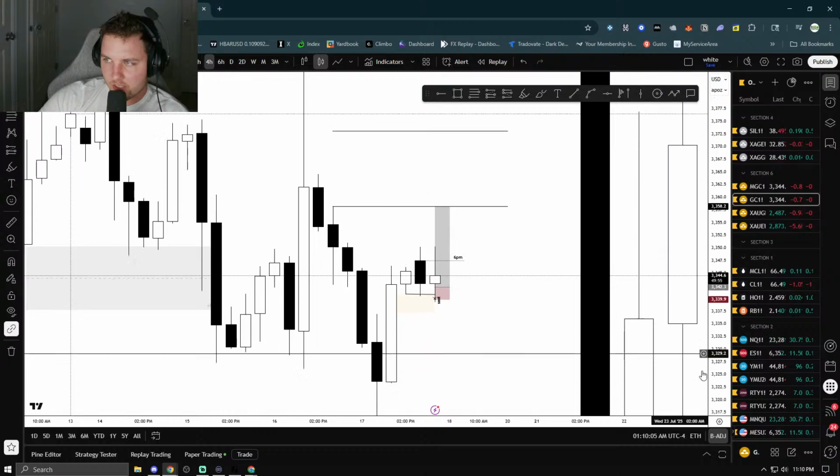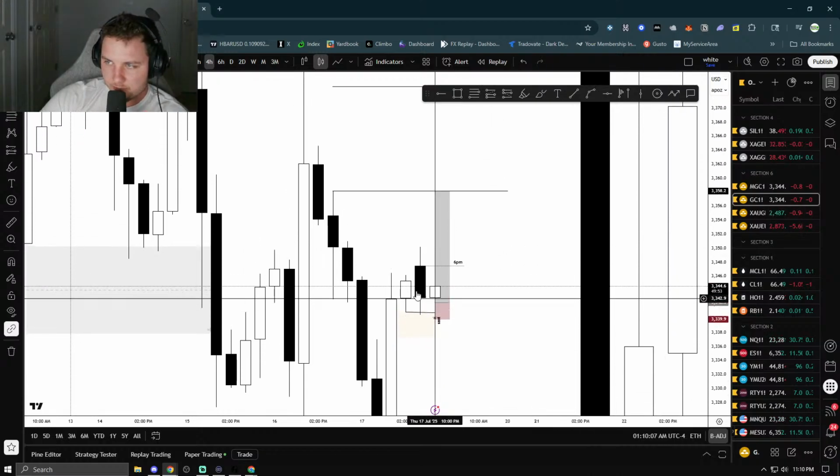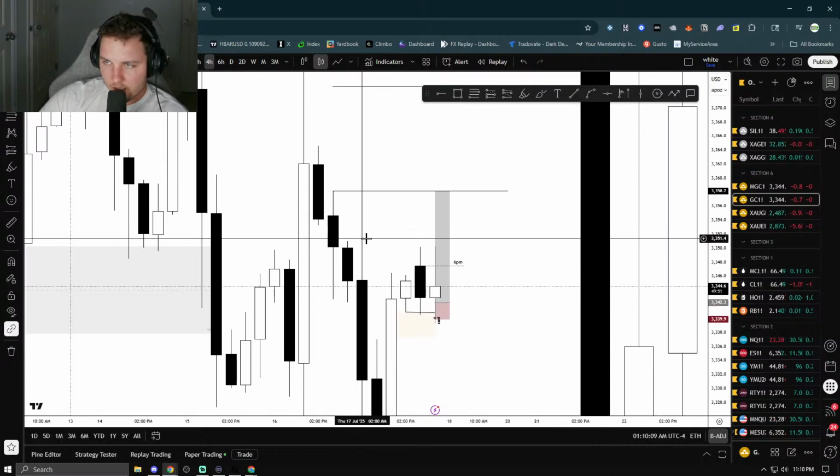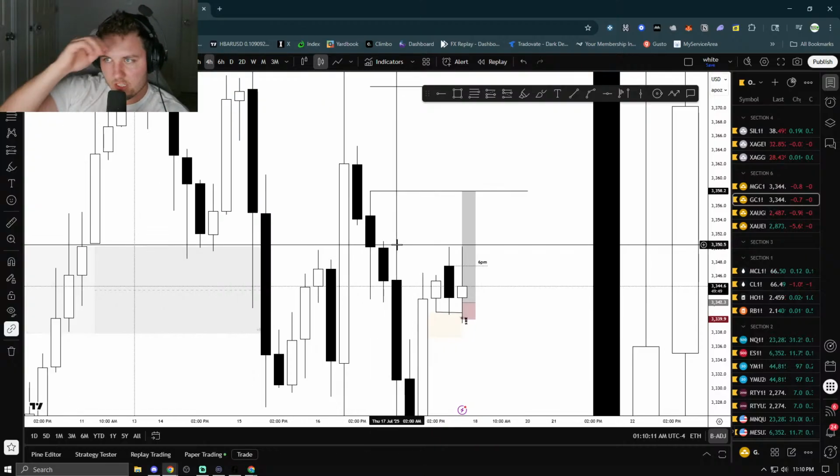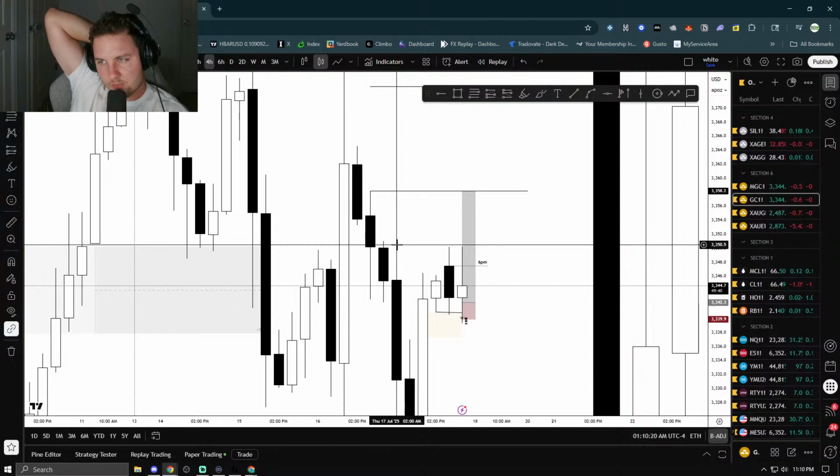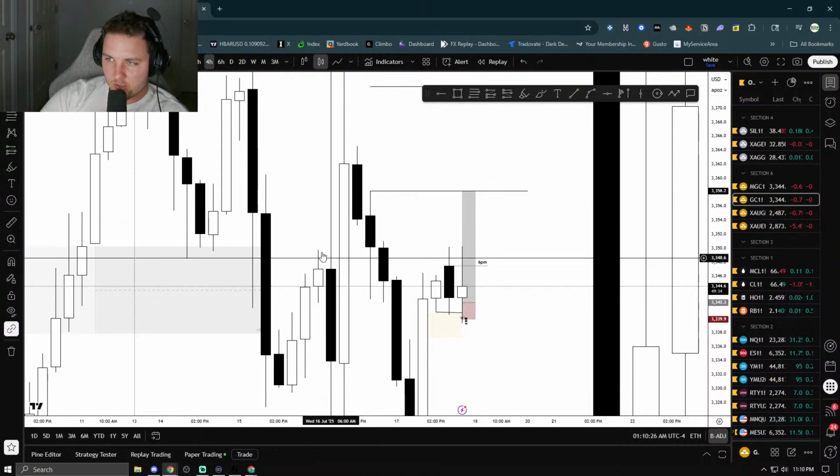For fair value gaps, I don't pattern trade them. I only use fair value gaps if they logically make sense. So make sure it's logical, I would say. Yeah, I don't know. It's like if you get a reversal signature.